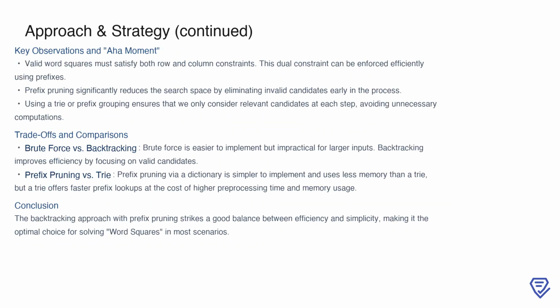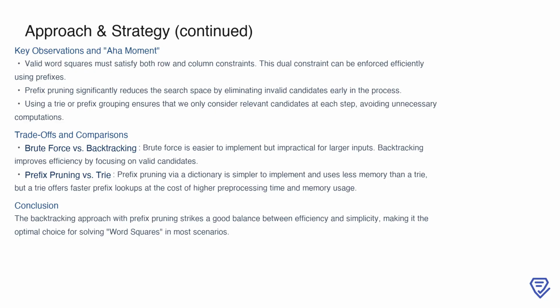There are a few key observations that make the backtracking with prefix pruning approach particularly effective. First, valid word squares must satisfy both row and column constraints. By leveraging prefixes, we can enforce these dual constraints efficiently. Prefix pruning significantly reduces the search space by eliminating invalid candidates early in the process. Additionally, using a tree or prefix grouping ensures that only relevant candidates are considered at each step, avoiding unnecessary computations.